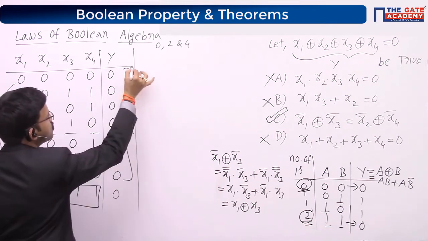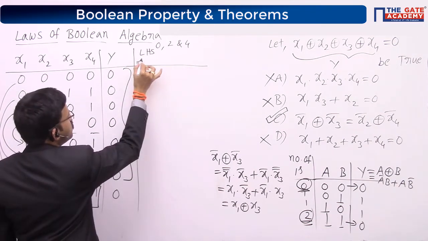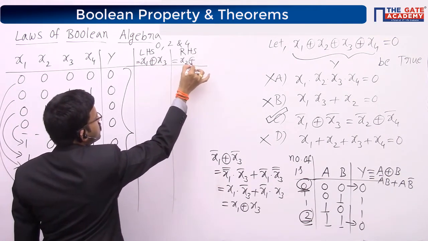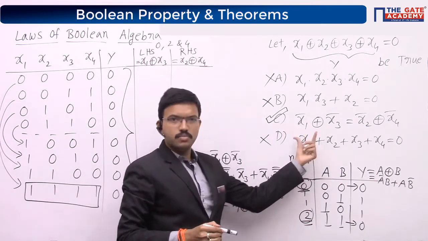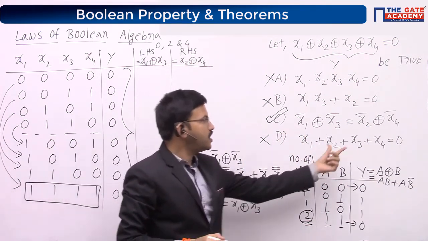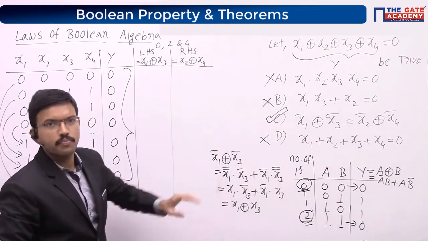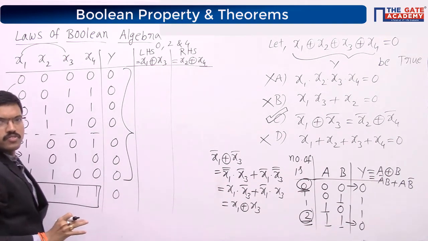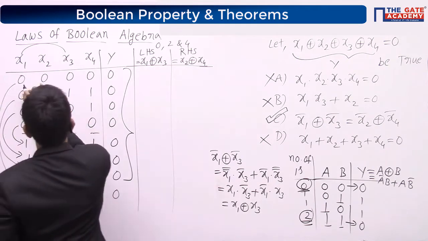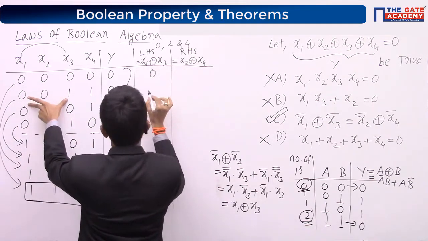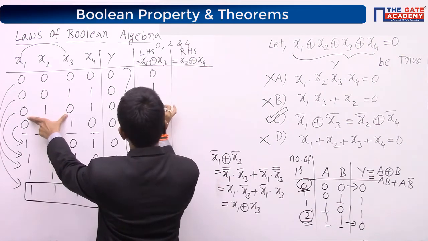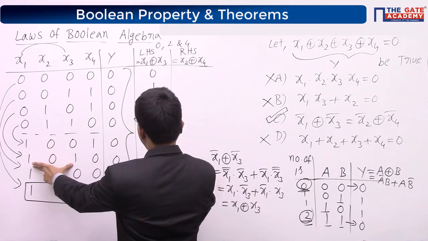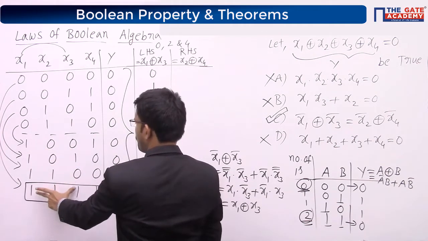So here I am considering 2 more columns. One is LHS, x1 exclusive-OR x3. Similarly, the RHS term I am considering is x2 exclusive-OR x4. x1 bar exclusive-OR x3 bar I got as x1 XOR x3, and similarly this one will become x2 exclusive-OR x4. Now just observe the first column and third column and perform the exclusive-OR operation. 0 0 output is 0, 0 1 output is 1, 1 0 output is 1, 1 1 output is 0, and so on.